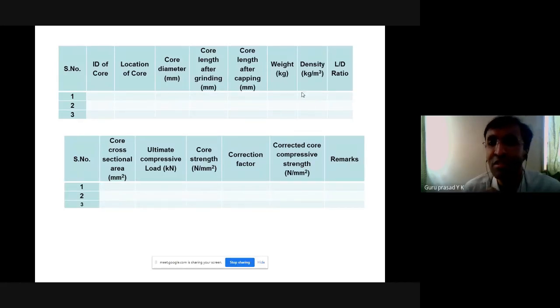Then you have to measure the weight of that core to know its density. A weighing balance is used to measure the weight. Why is the weight measured? It's important to know the density of the concrete that has been developed. It should be 2,400 kg per meter cube. Ideally, it should come around that. If it comes too low for a normal concrete, then there is a problem with the mix proportion used for casting that concrete. Maybe they have put in less coarse aggregates or whatever it is.